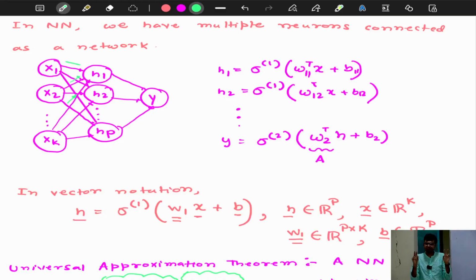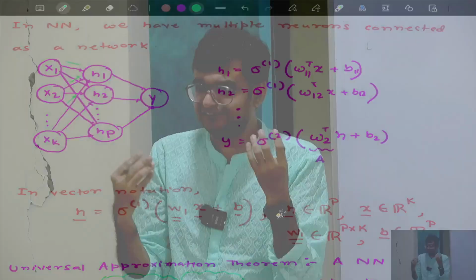Why the name hidden? Because you don't know the actual value of H. When you have this supervised learning setup, you have measured data, and data are in the form of x comma y, i equal to 1 to n, right? You don't say x comma h comma y.